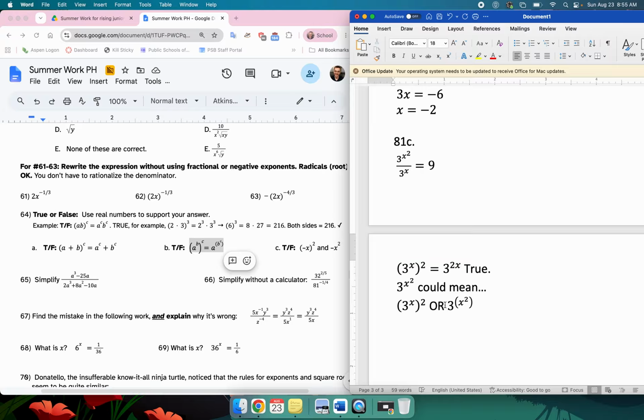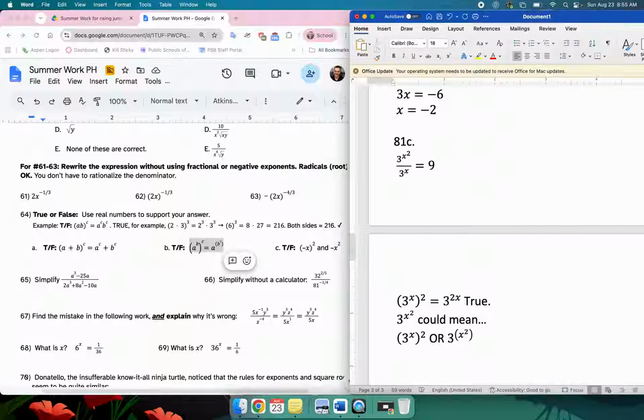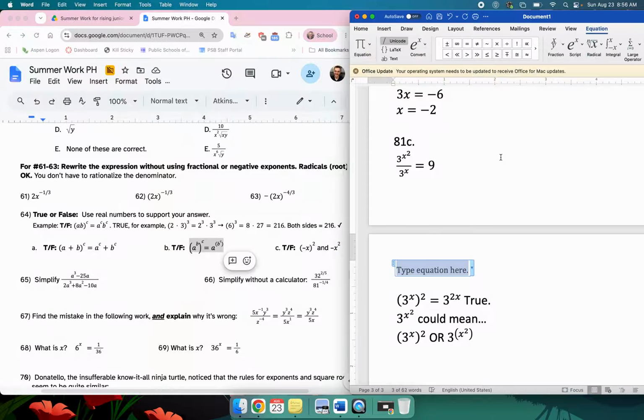On the other hand, this expression cannot be simplified, okay? So if somebody writes this, they mean this, all right? Anyway, there's a lot going on in this problem. But anyway, so that's what that means.